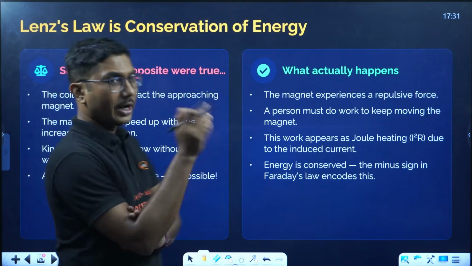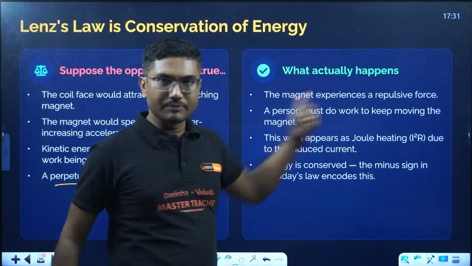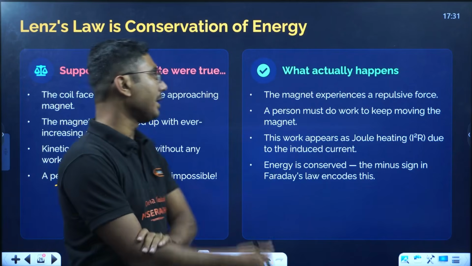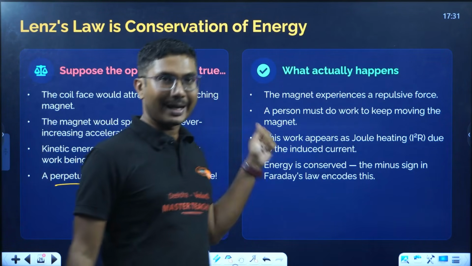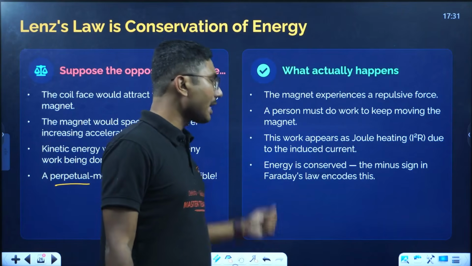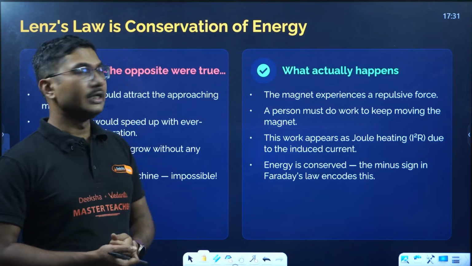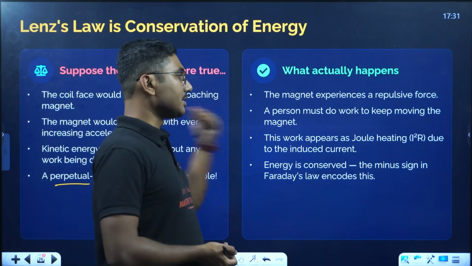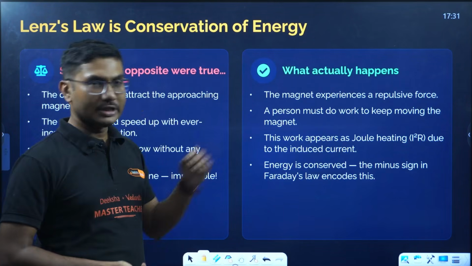Now what actually happens, that is important. The magnet experiences a repulsive force as you are trying to take it towards the coil. A person must do work to keep moving the magnet. This work appears as Joule heating, I squared R, due to the induced current. Energy is conserved. The minus sign in Faraday's law actually denotes this.